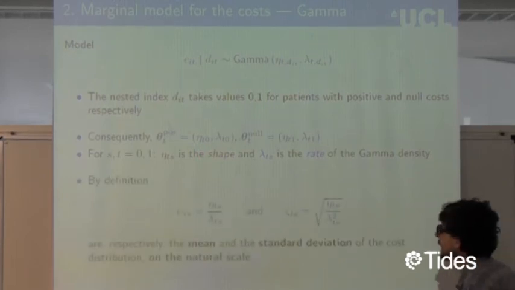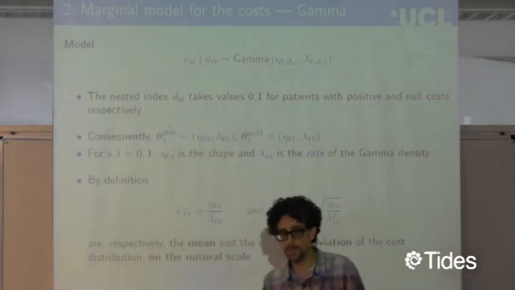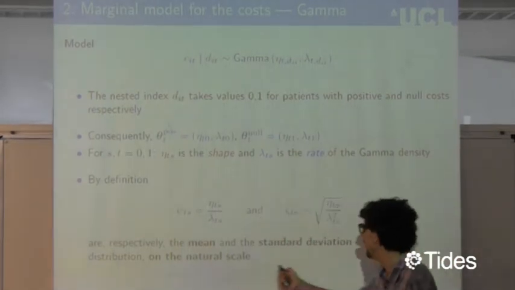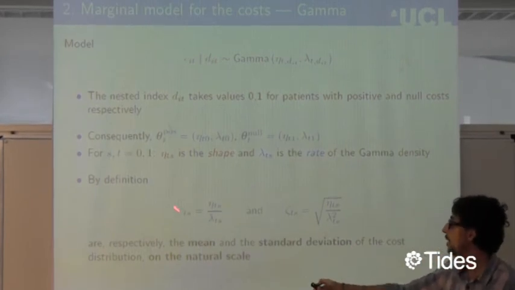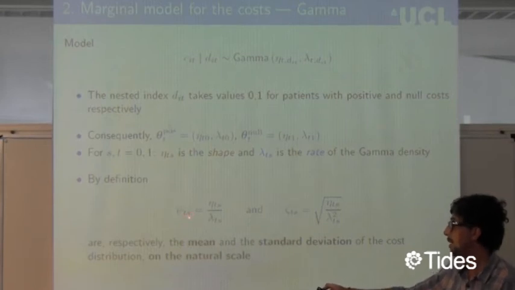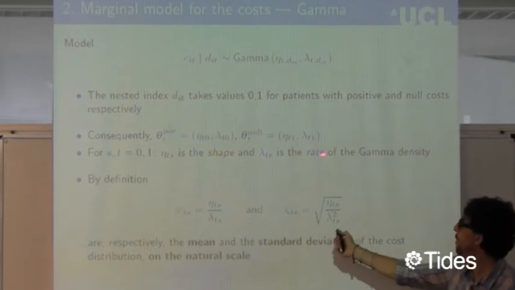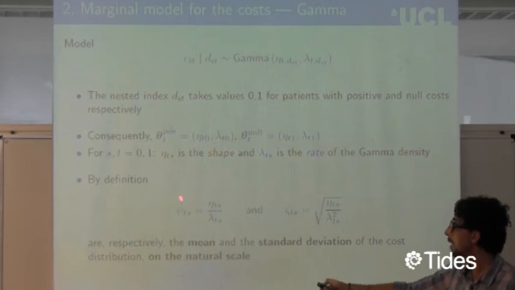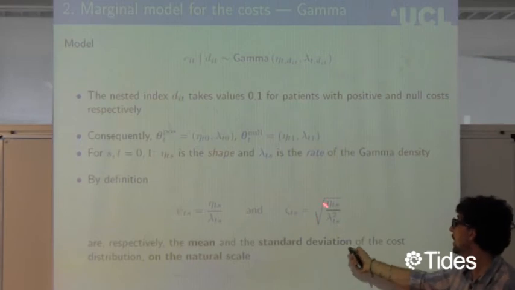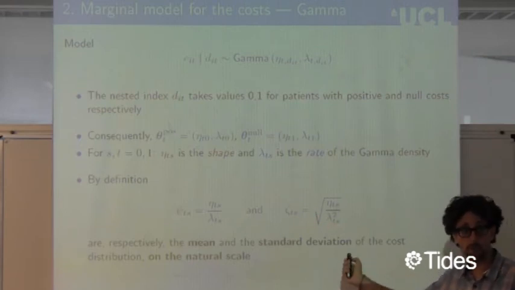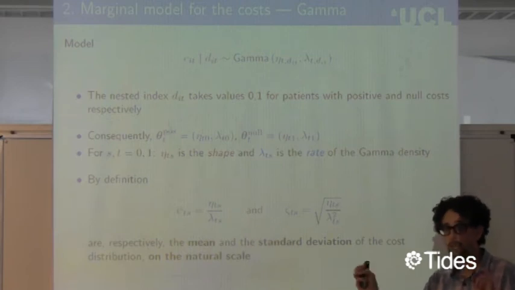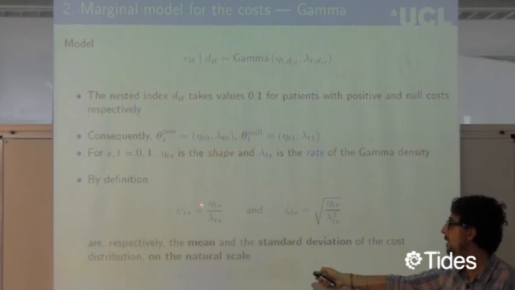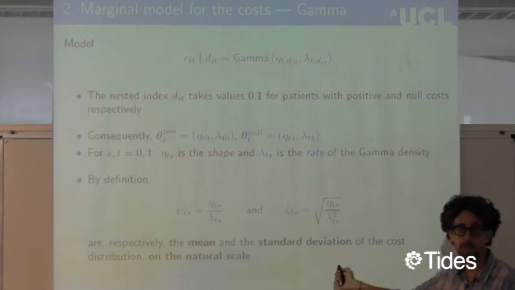But also, I can link them to the actual parameters in the natural scale. For example, the mean and the standard deviation of the cost distribution. And I have these two formulas here. So these psi t's, for each treatment and for each member of the mixture, is the mean on the natural scale. And this zeta t is actually the standard deviation of the costs on the natural scale. So effectively I have a one-to-one relationship. Once I have defined eta and lambda, I know what the mean and standard deviation of the cost will be.